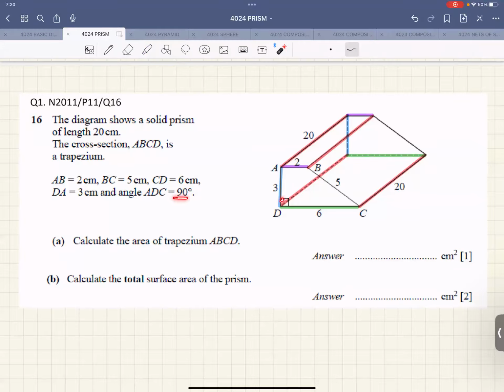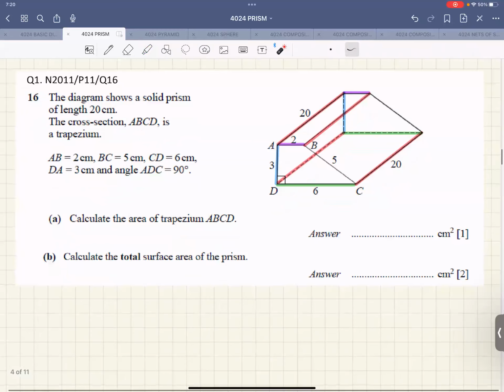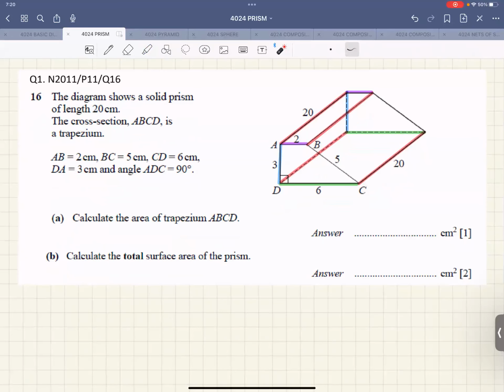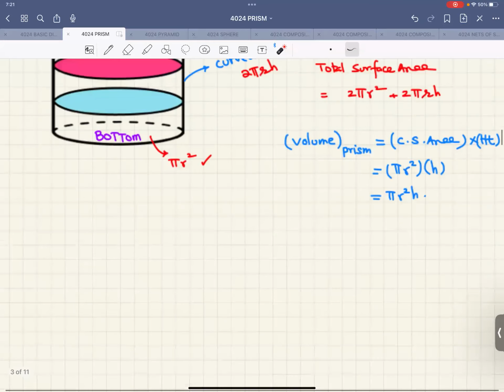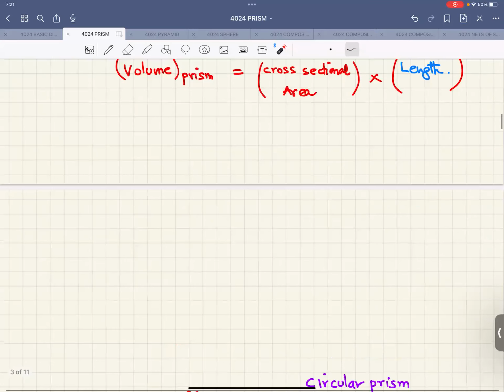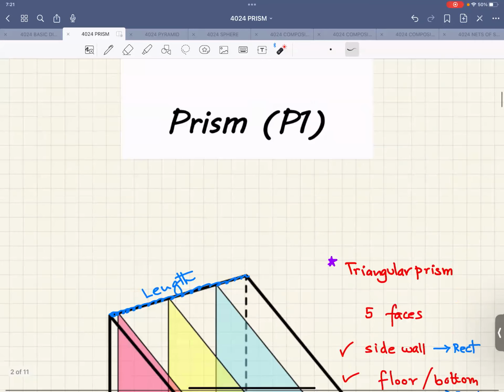This angle is 90 degrees. Calculate the area of the trapezium. Calculate the total surface area. Now, first of all, let me figure out how many faces there are. There is the top rectangle, the bottom rectangle, the side wall, and a front and a back trapezium. So just like the diagram that we started with, the triangular prism, this is a trapezium prism, if that name sounds okay.